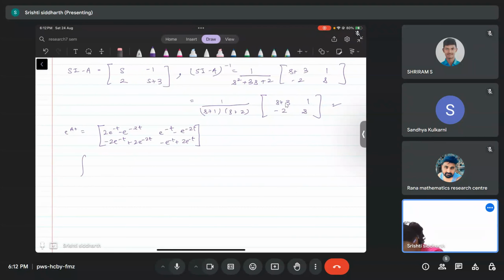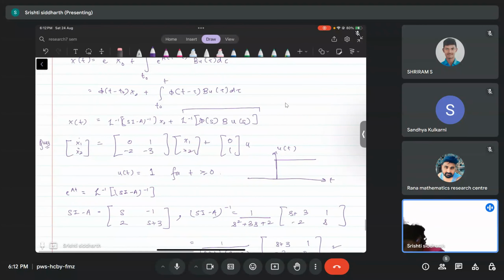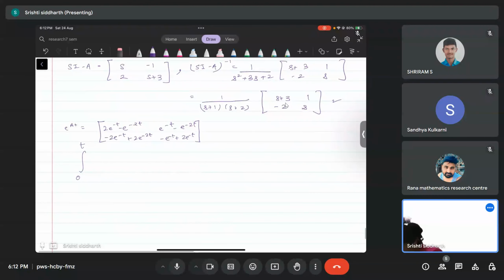Okay. So we have the initial time as 0. Integrating from 0 to t, we have e to the power A(t minus tau) B times the input, which is just 1 from 0 to t. And what's B? B is the vector 0, 1.